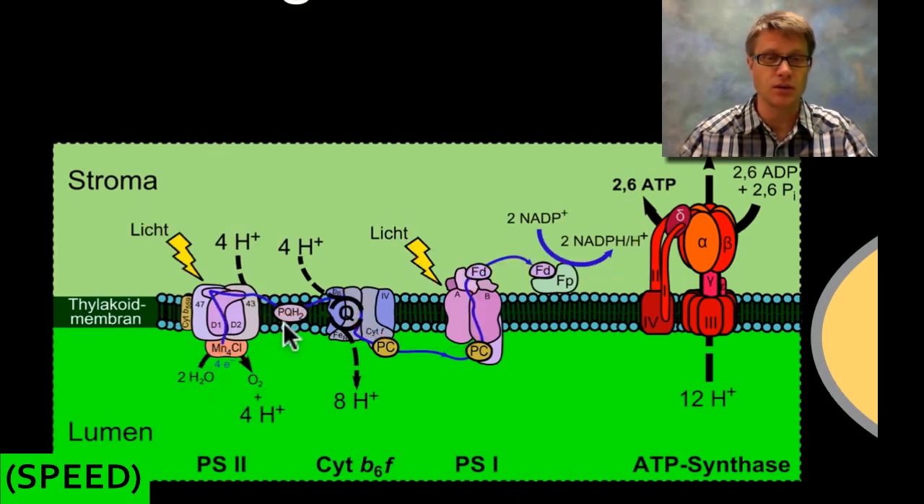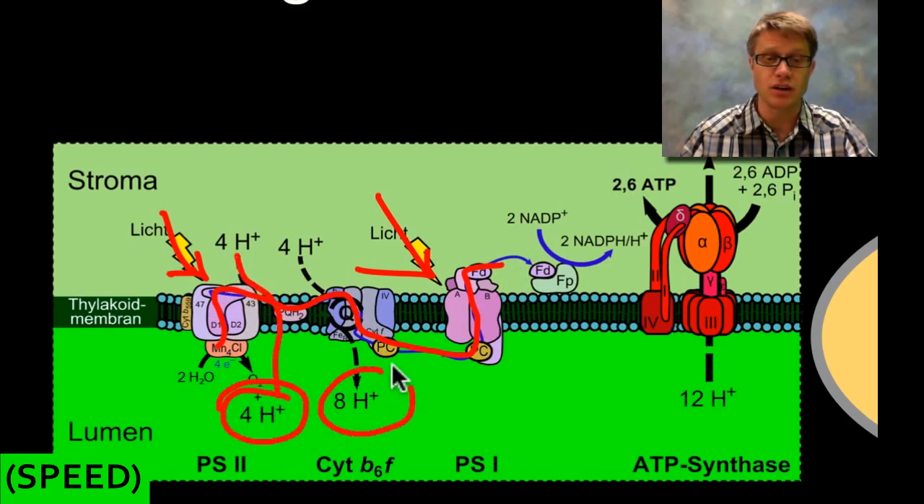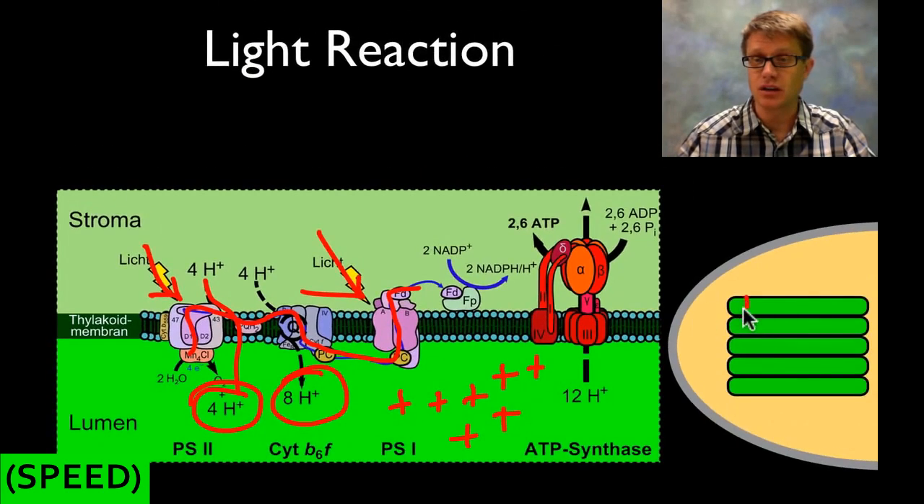Okay, so this is getting kind of messy. So let's look at what happens next. As that electron moves through the electron transport chain, and again, it's powered by the introduction of light here and light here, that electron is going to be moving all the way down here. And every time it goes through one of these proteins, it's pumping protons to the inside. Now, protons have a positive charge. So basically, what's happening is that you're building up a positive charge on the inside. If you know how cellular respiration works, you'll realize that this is the opposite of that. So now we have all these positive charges on the inside.